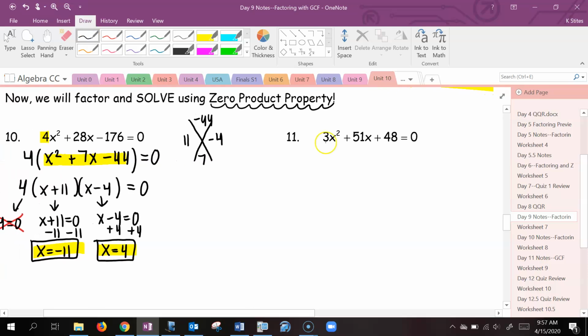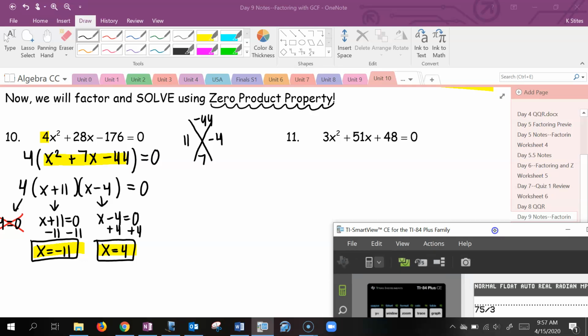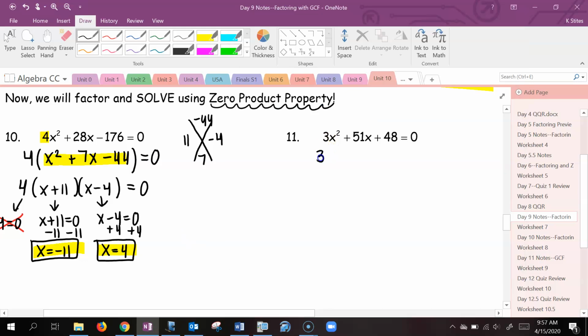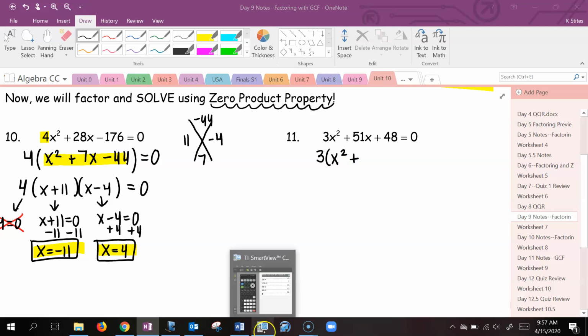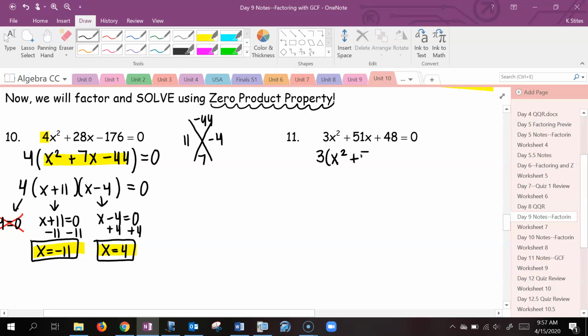All right, next one. Number in front of x squared. All right, let's divide it out. Let's make sure it works. 51 divided by 3. Yep. 48 divided by 3. Yep. Okay, so we'll divide our 3 out. That's our GCF. x squared plus, it was 3 times 17 is 51. So 17x plus, and it was 3 times 16 is 48. Don't lose your equal 0.